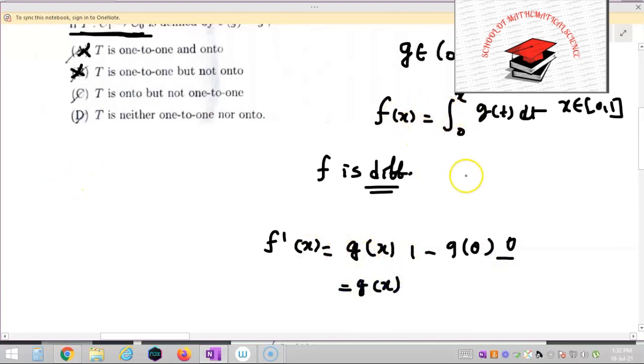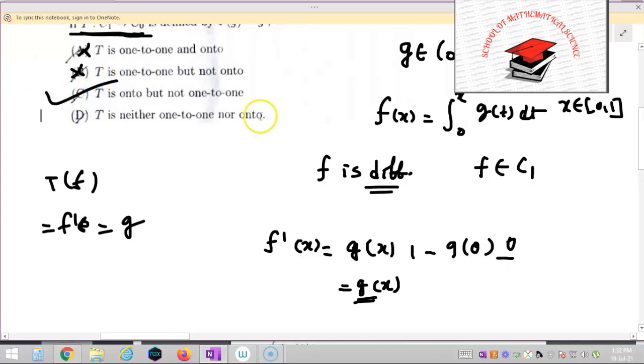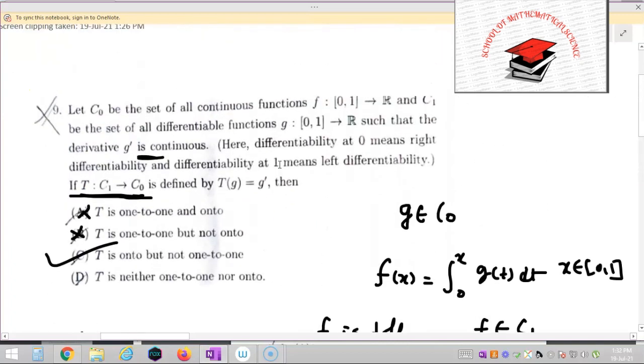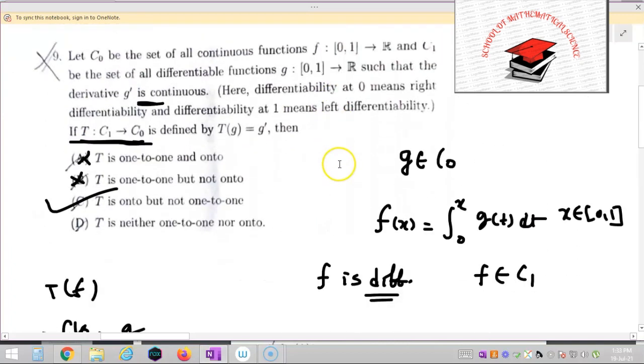So f'(x) is equal to g(x). So f is differentiable, and the derivative of f is g, which is continuous, so I can say that this f belongs to C1, and T of f means f', that would be g, so this T is onto. So this T is onto but not 1-1, so I can say option C is our correct option. Okay students, so it was a little tricky question, but you can solve it. So we have solved question number 9. Let us solve question number 10.